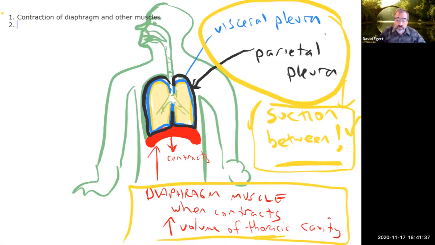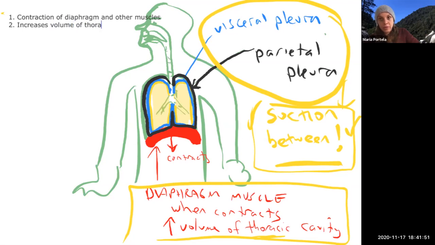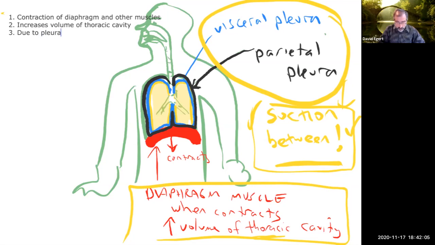And what did we say? What happens to the volume of the thoracic cavity when the diaphragm contracts? It increases. Yeah, exactly. And now the next part is going to be because of that suction, that pleural suction. All right, the thing I want to make sure people realize is no air has moved yet. This has not been about air coming in or out. All we've done so far is change the volume of the lungs. So now we have to think about what's happening to the pressure in the lungs as the volume goes up.